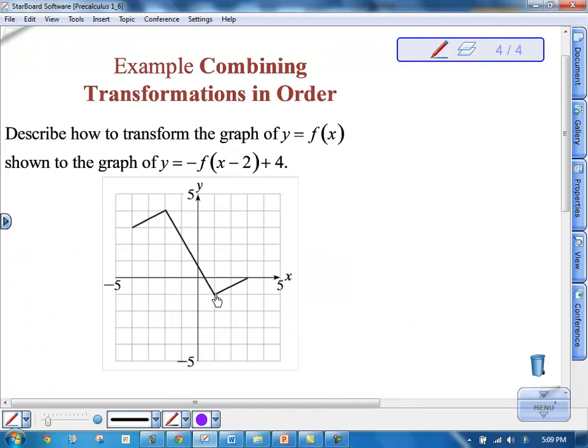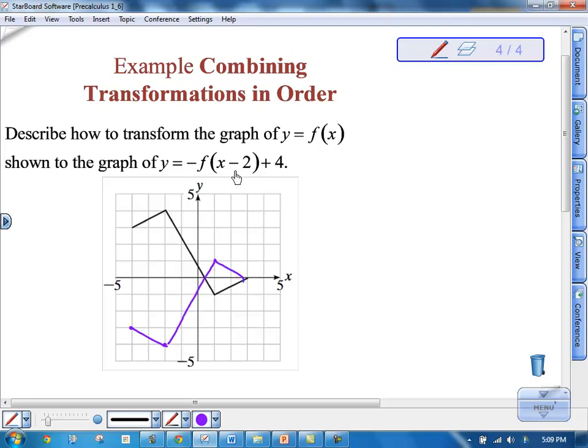We're changing the sign on y, and if we change the sign on y, it's reflected over the x-axis. This point goes here, this point goes 1, 2, 3, 4. This is 1, 2, 3. So the function goes like this now.